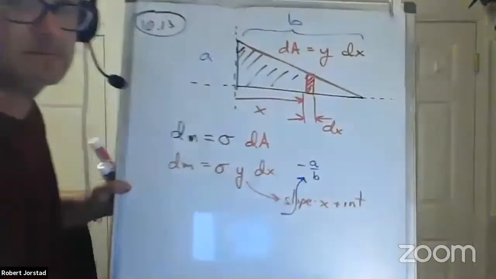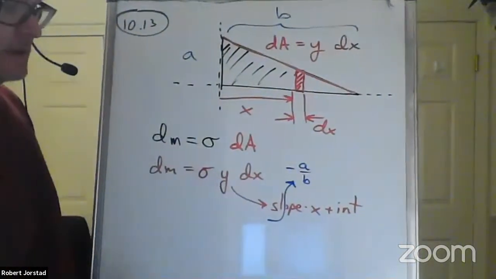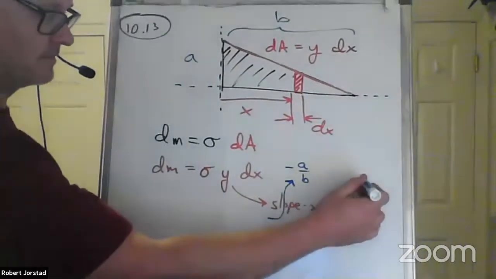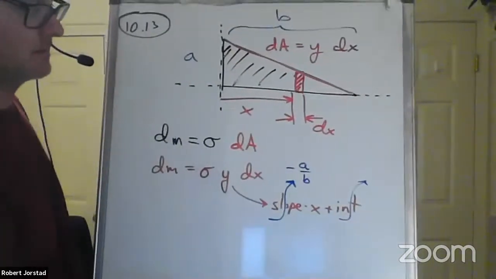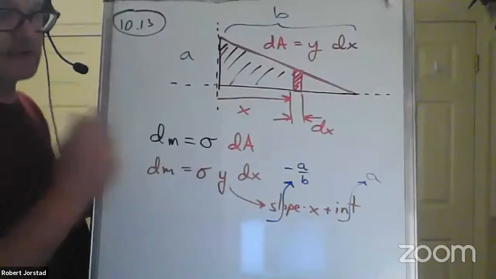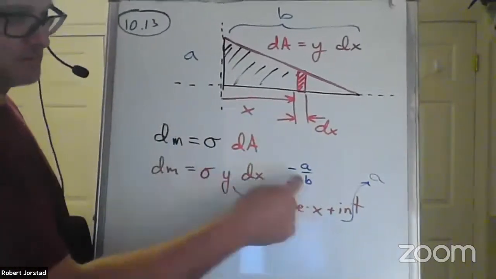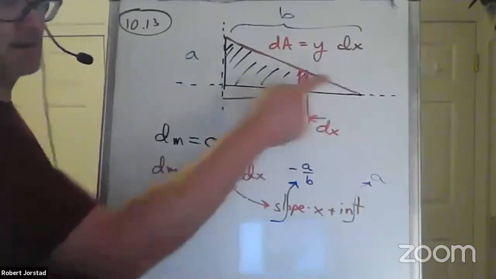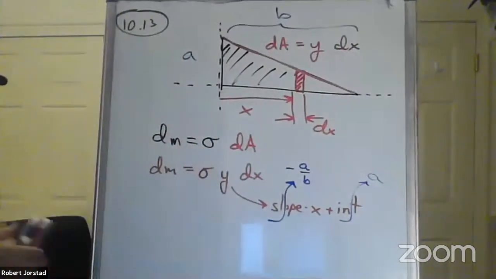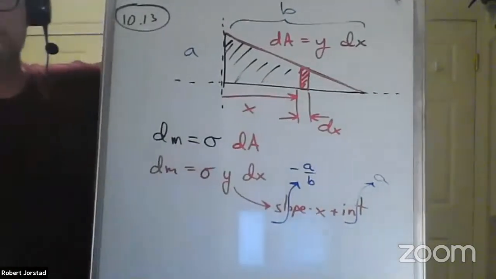Yeah, A. So this is negative A over B, I think. You go down A in distance B. Okay. And so what's the intercept? A. And then you check it. If you plug in x equals 0, the height of the slice is A. If you plug in x equals B, the height of the slice is 0. Looks good for a linear function. We're off to the races.